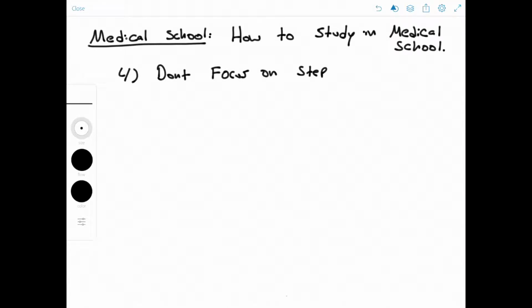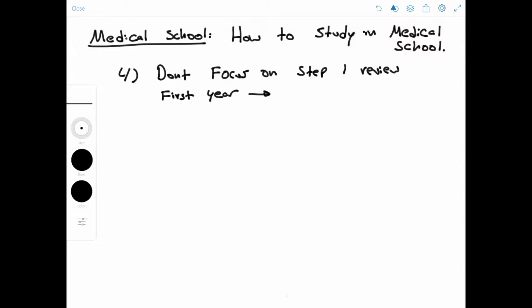In case anyone doesn't know what this is, Step 1 is basically a test that you take after the second year of medical school, and some programs have it later on, where you're testing your foundational knowledge, meaning your book knowledge, so what you learn in lectures. Step 2 is what you're studying in terms of your clerkships or in the hospital.